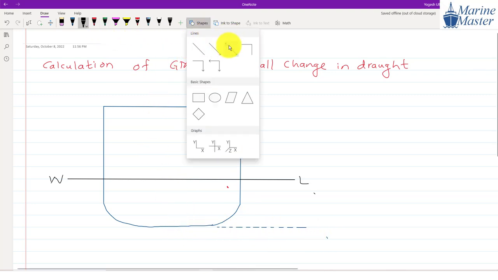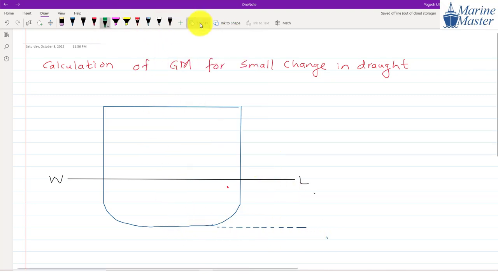And the next point: what does this distance denote? Draught, guys. Don't say depth. Depth means the distance from the deck of the ship to the keel. That's only draught, small d. That is its initial draught.